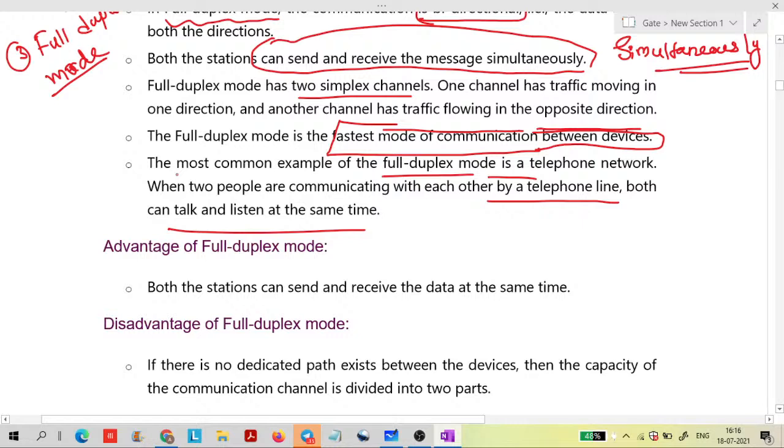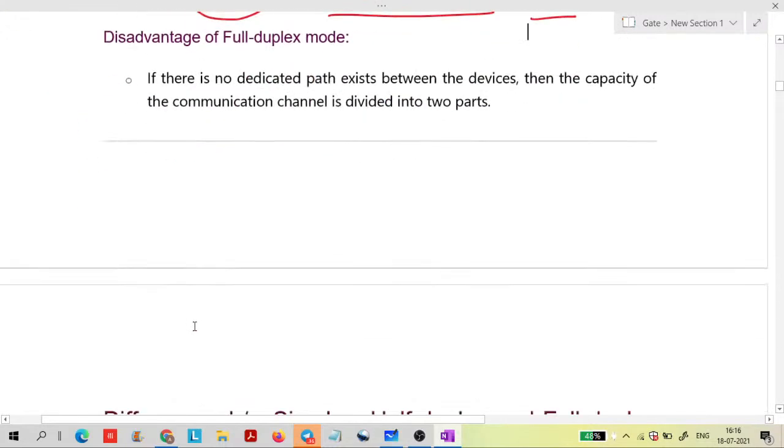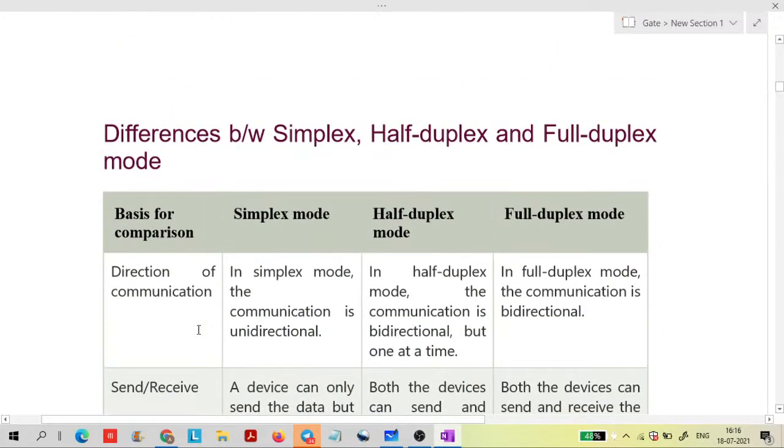The advantage of the full duplex mode is that both stations can send and receive the data at the same time. The drawback is that if there is no dedicated path between the two devices, then the capacity of the communication channel is divided into two parts.